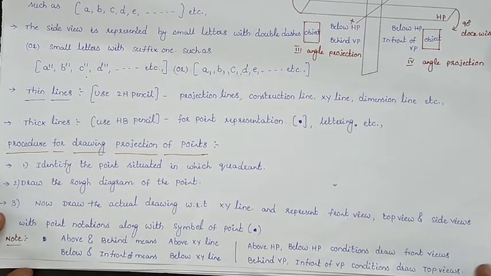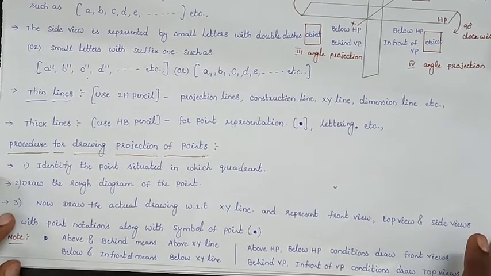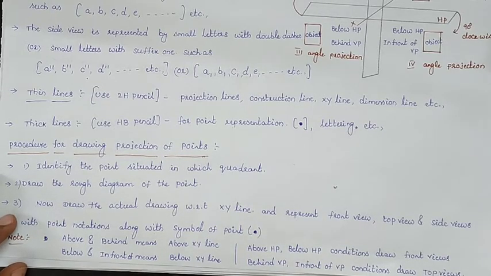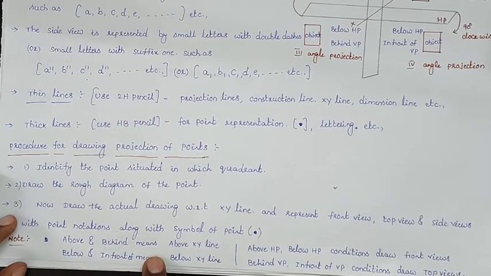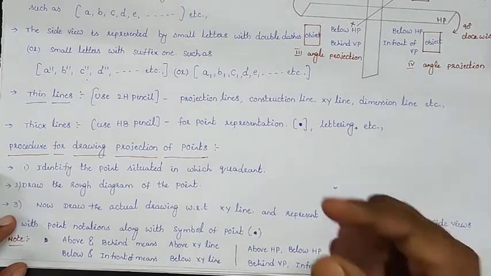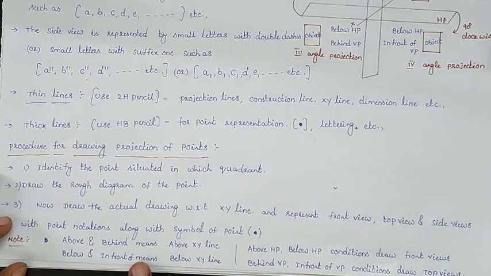And coming to the important note here. If you follow a rough diagram for drawing the projection of a point, or you can follow one of the techniques I am giving for drawing the projection of a point. Suppose above and behind means always you can draw above the reference line. So if the words above and behind are there, that means above the XY line. Below and in front of means below the XY line we will draw the projection.